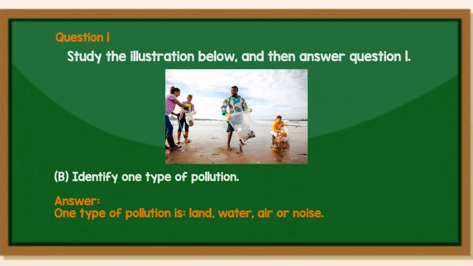Let's look at B. Identify one type of pollution. Boys and girls, there are 4 types of pollution, and so if you have any of these, your answer is correct. One type of pollution can be land pollution, or water pollution, or air pollution, or noise pollution. Any one of those 4 is correct.